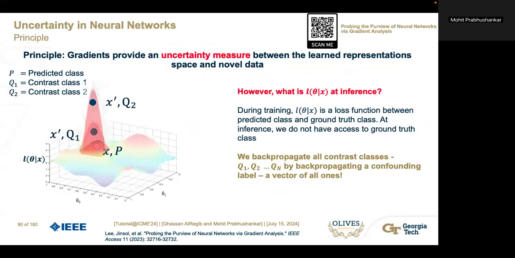That is what gradients are giving you. The problem, of course, in utilizing gradients is that we need some kind of a loss function, and we backpropagate that loss function. It's very straightforward in training, but during test time, we don't have access to that. So we go back to the methodology that we were discussing before with explanations, which is that we are going to backpropagate the contrast classes. So given a spoonbill, we will backpropagate, let's say, a crane, a flamingo, and so on.